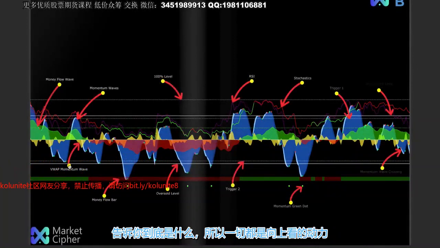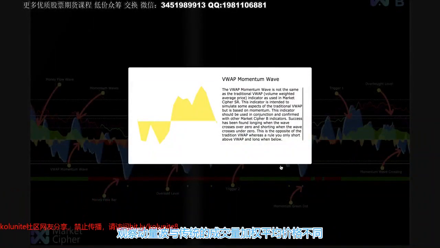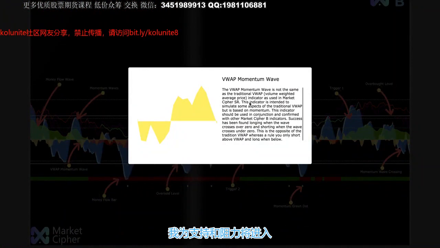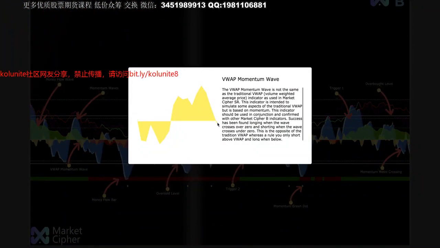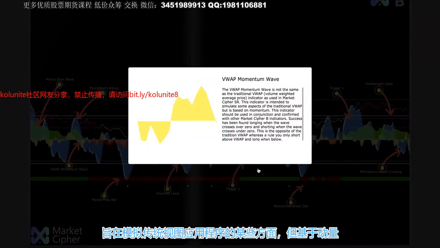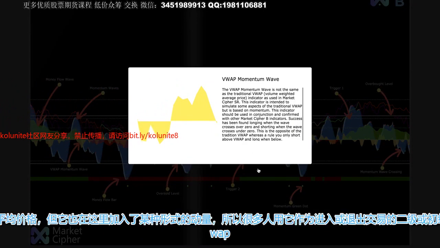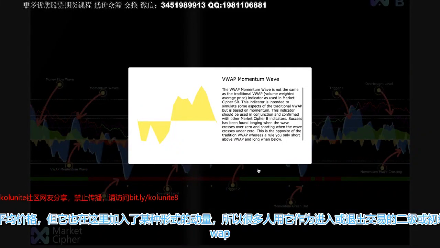So the VWAP momentum wave right here. The VWAP momentum wave is not the same as a traditional volume weighted average price. This indicator is used in Market Cipher support and resistance. We'll get into that later. The VWAP momentum wave is intended to simulate some aspects of the traditional VWAP, but is based on momentum. So basically, it's giving you an average price, but it's also incorporating some form of momentum into here.